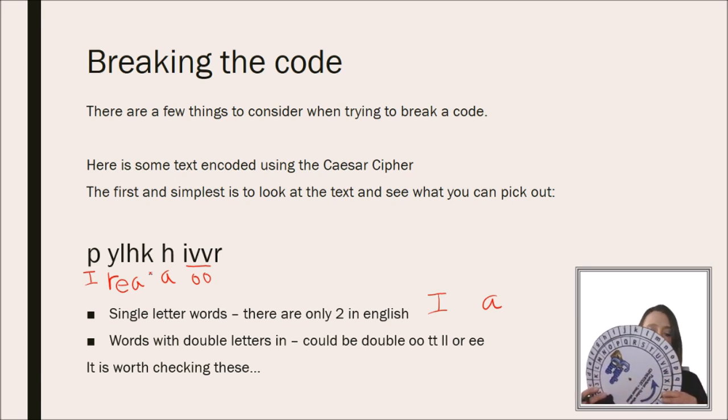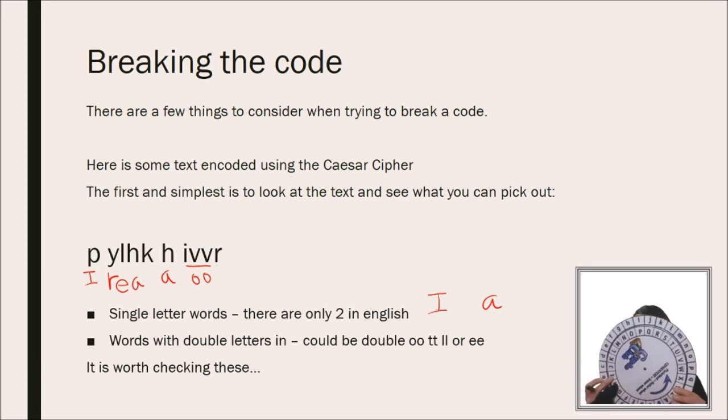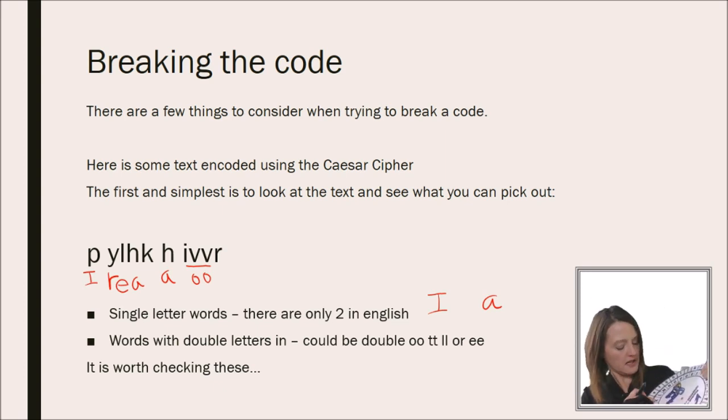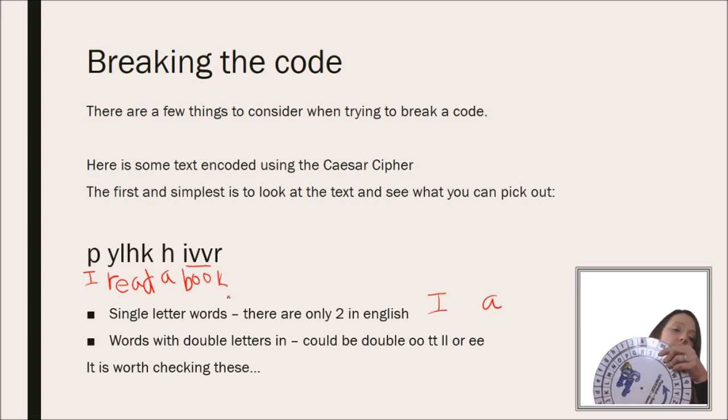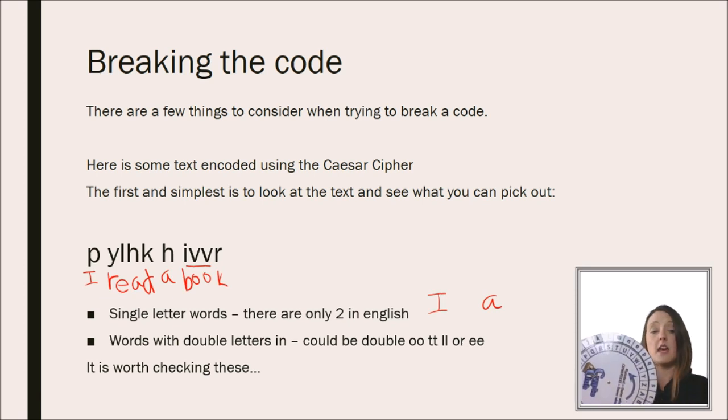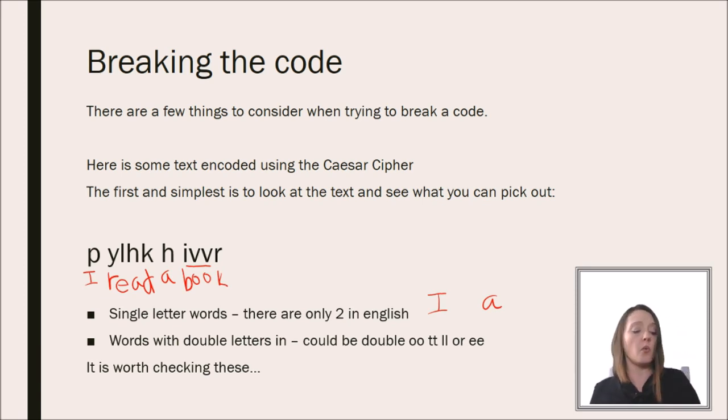K becomes the letter, where's K gone now? There we go. K becomes the letter D. I becomes the letter B. And R becomes the letter K. So the sentence reads, I read a book, which is a perfectly ordinary sentence made up of this. And we found that out without having to know what the shift or the key was.